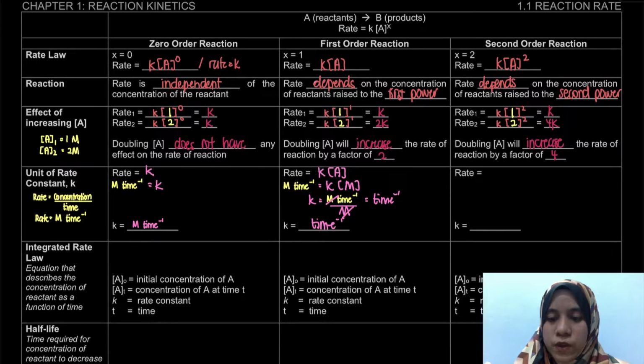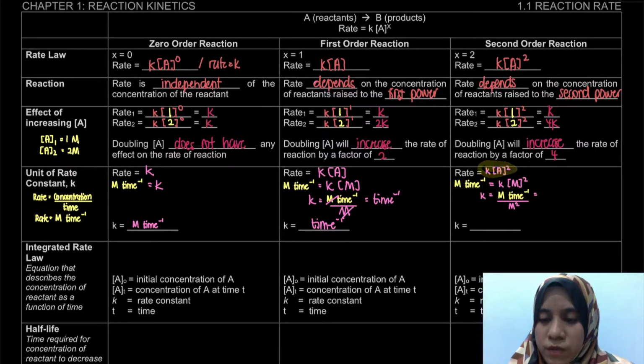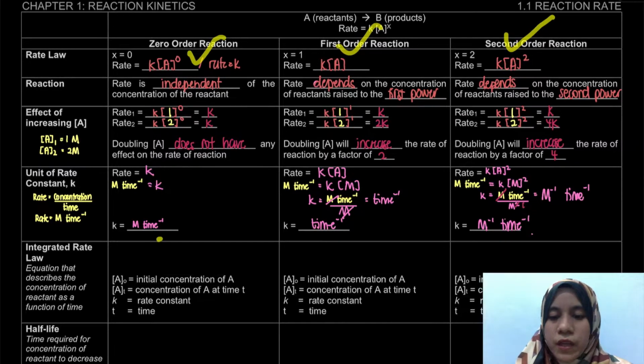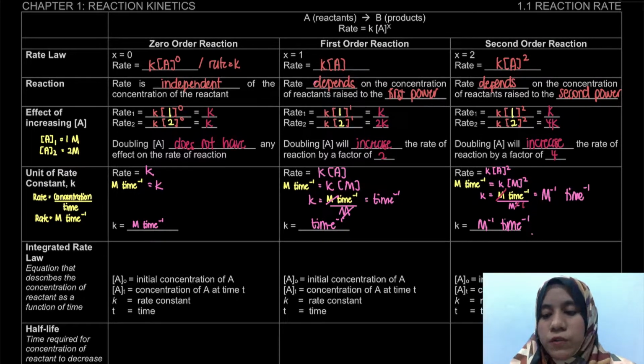Okay, so how about if it is a second order? I'm just going to substitute again. Remember the rate is k times the concentration of A to the power of 2, so the concentration is M squared. When we simplify it, one M cancels out and we are left with 1 over M. So the unit for K here is per molar per time. So from here, we know that each order of reaction has a different rate constant unit. For the unit of rate constant, you don't have to memorize it.